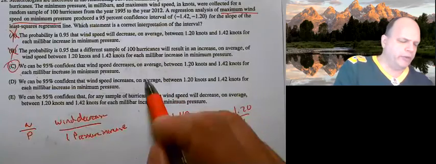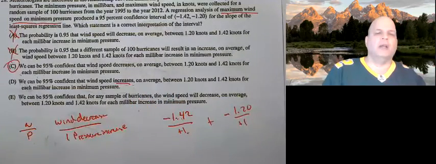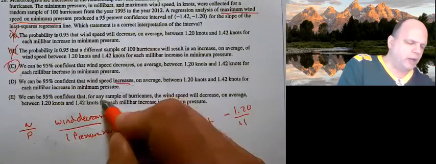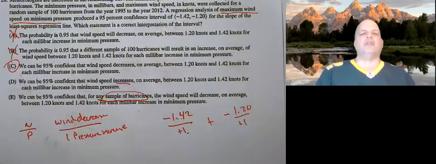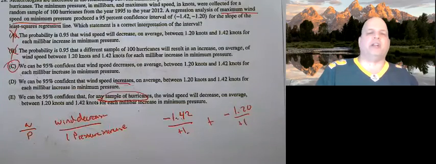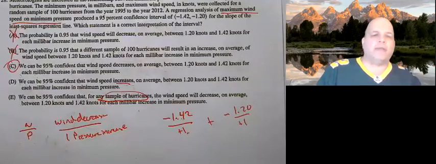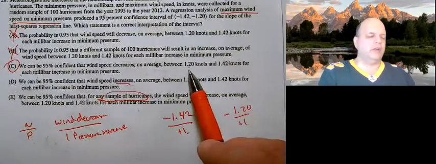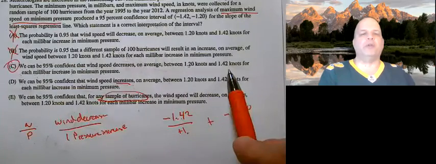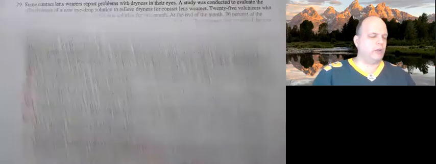All right, and the problem with this one is it says increase. And this says for any sample. All right, and no, we're not sure for any sample because there's a 5% chance that our sample is wrong. So we can't say that for any sample. Our sample could be wrong, in which case none of it applies. But we are confident that the slope of the regression line is between here, which means it's going to decrease between 1.2 and 1.42 knots for every 1 millibar increase.